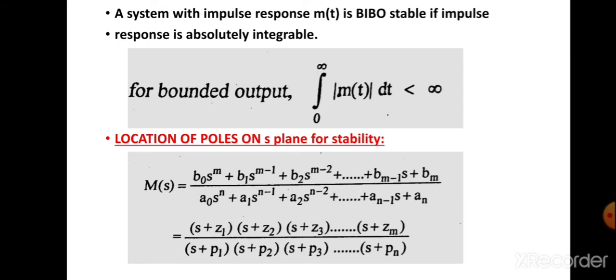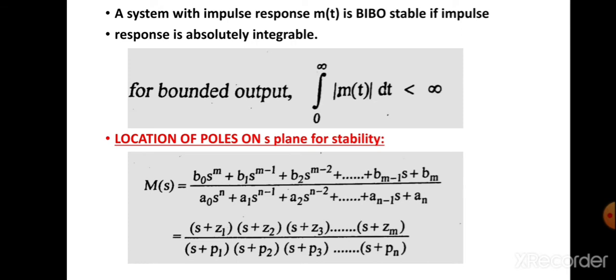Next we will define stability in terms of the location of poles. If we are given the location of poles, then we can define the stability. That we will discuss in this topic. Suppose the system transfer function is given as m of s. Here m of s is actually G of s itself; the notation is taken as m of s. That means if you give the impulse as the input, then the impulse response will be m of s.